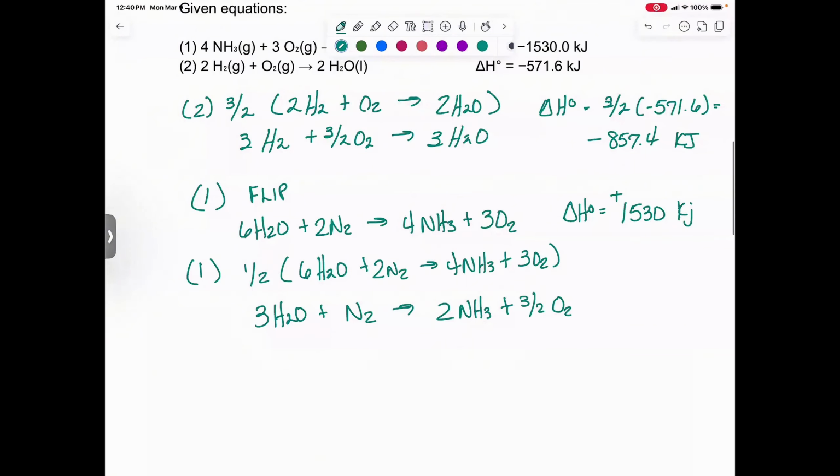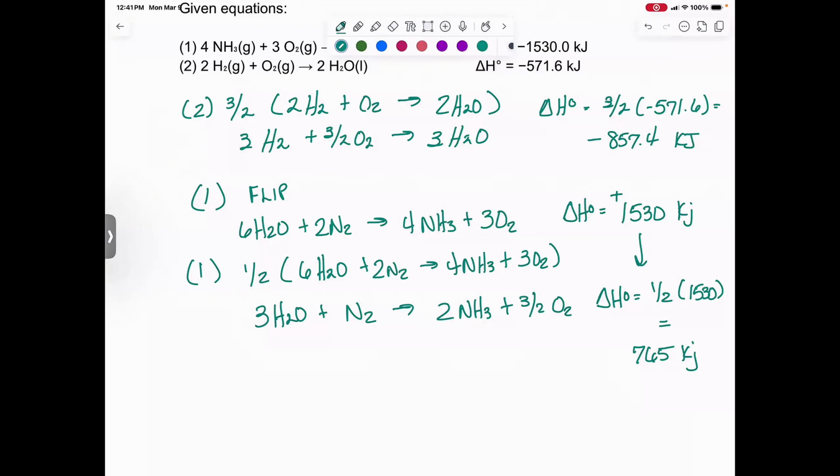And we would need to end up cutting that 1530 in half. So if we just bring down that quantity, it's positive 1530. So whatever half of 1530 is, 765. 765 is half of 1530.